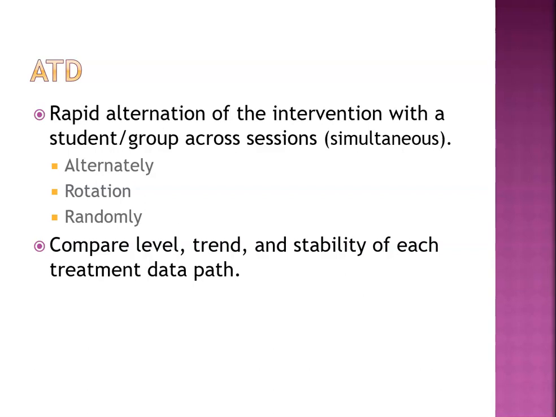But what we're ultimately looking for after we compare the level, trend, and stability of each treatment path is which produces more change, which produces more rapid change, which has more stable levels of performance, and which has the most data points falling outside the range of other interventions in a therapeutic direction.